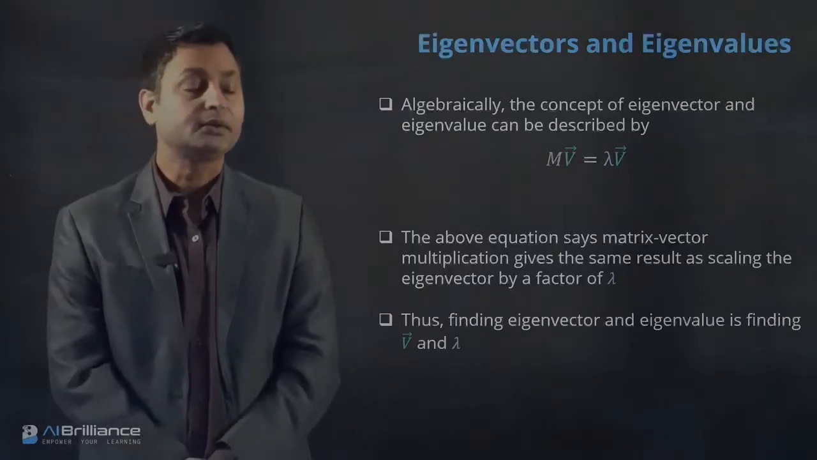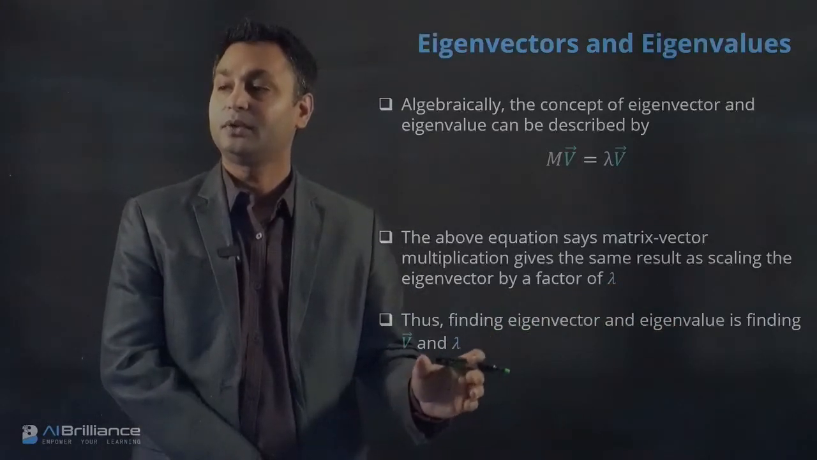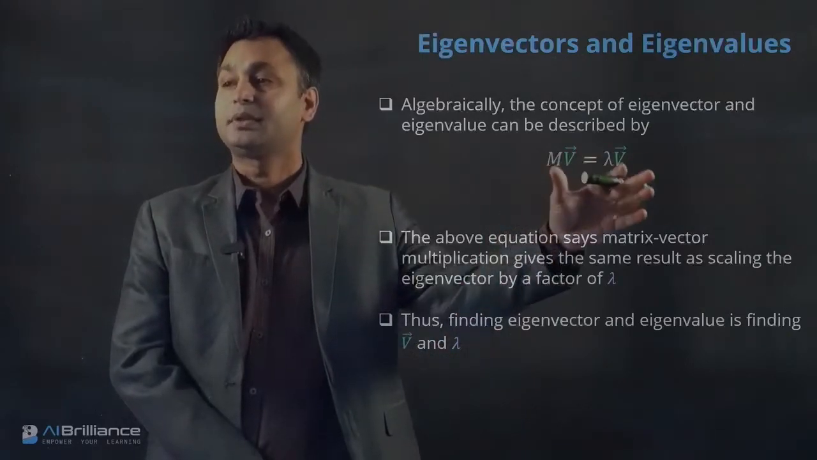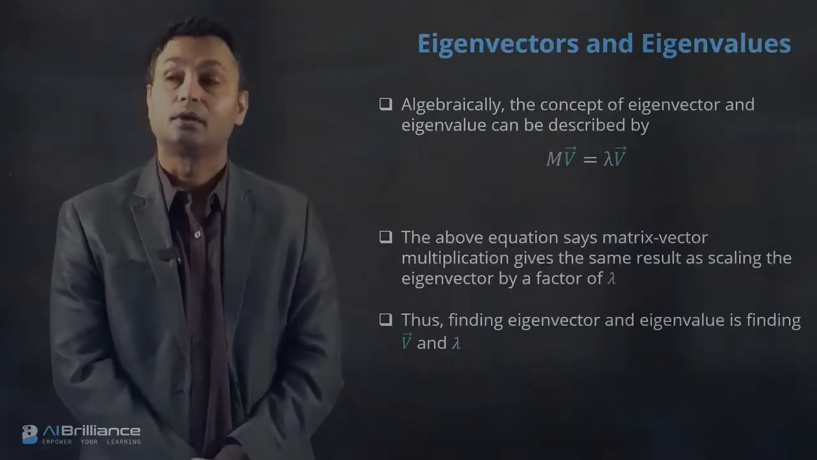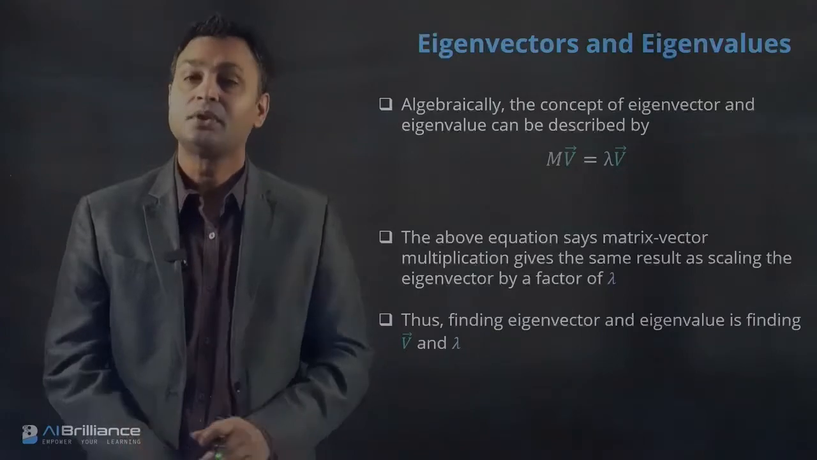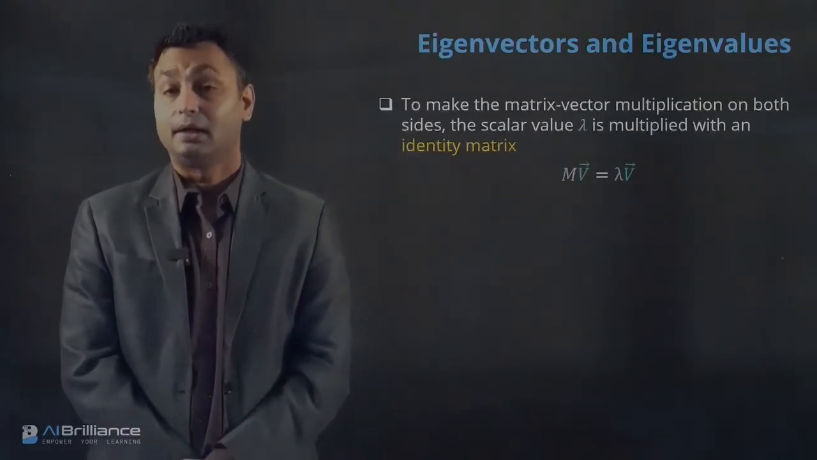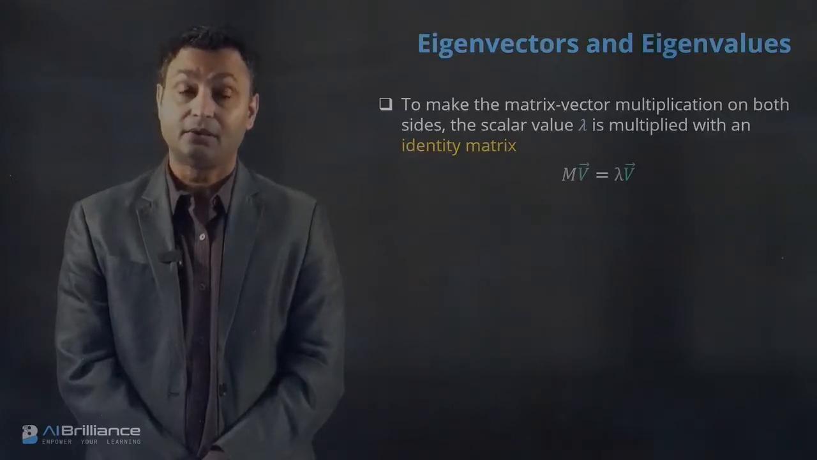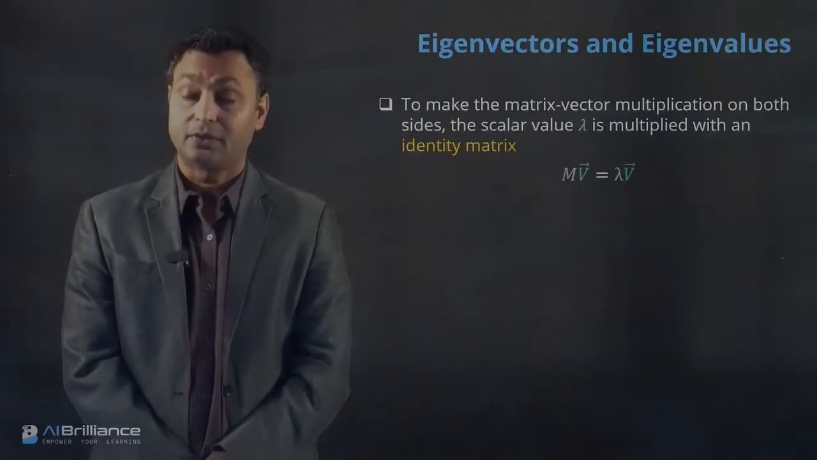So, finding the eigenvector and eigenvalue is essentially finding the vector v and lambda which satisfy this equation. The question is, how do we numerically compute this if a transformation matrix M is given to us? Let us go through the steps and the condition needed to find the exact values of lambda and vector v which satisfy this equation.